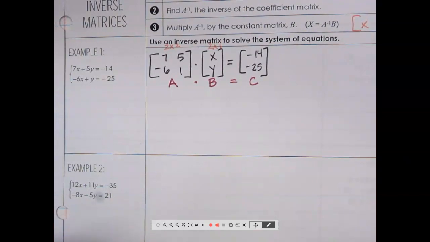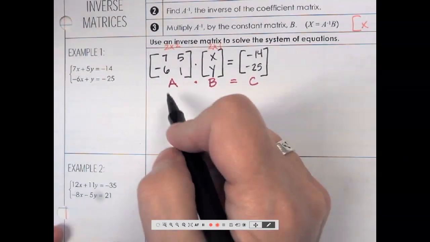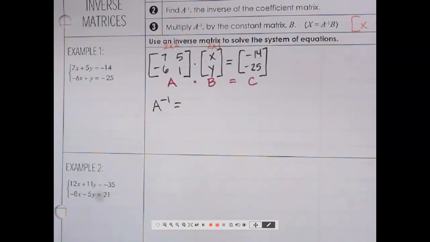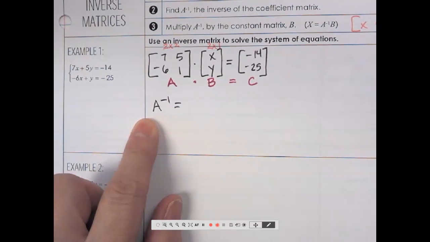Switching up my letters, so maybe you start doing. Okay, I want to find A inverse. How can I find A inverse? I have two ways. C equals A inverse B. Okay, but how can I find A inverse?